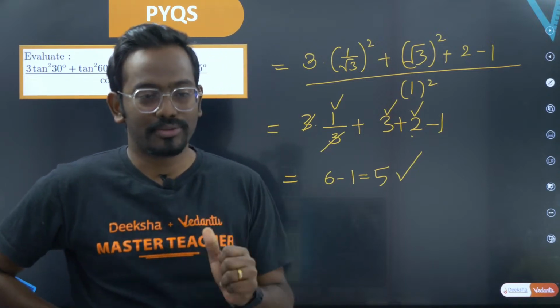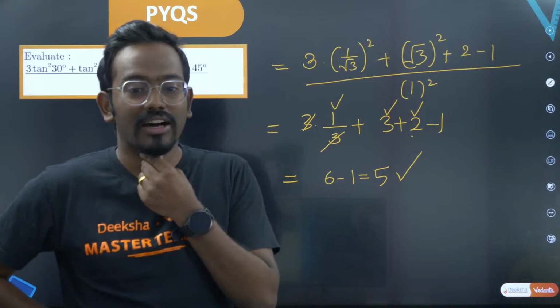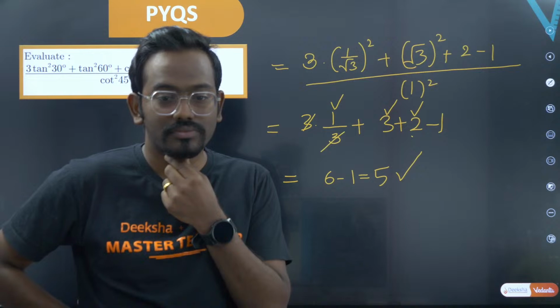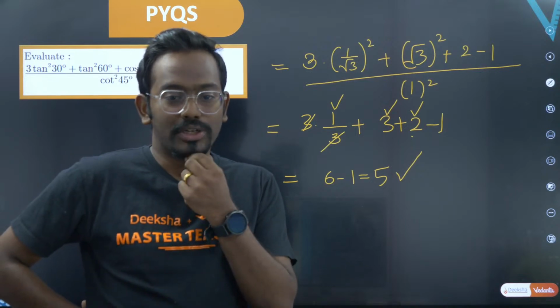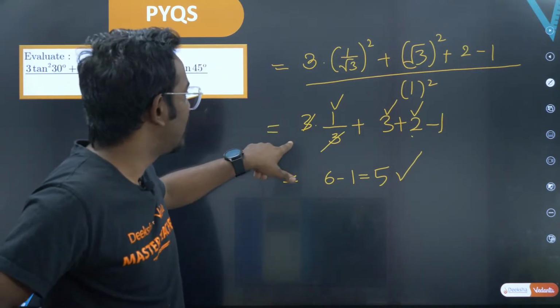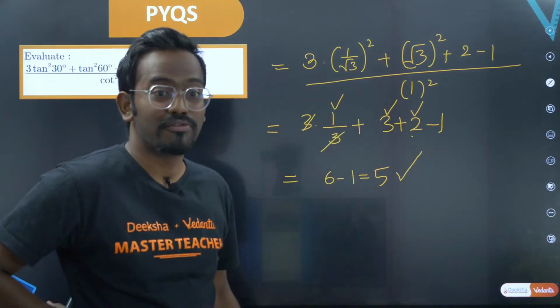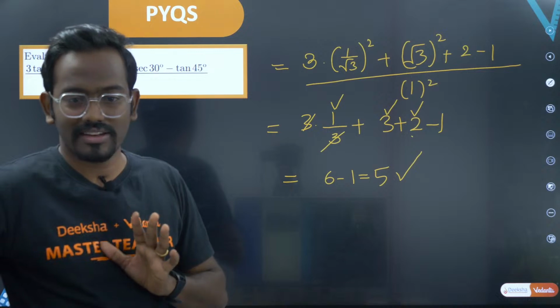I want everyone to carefully observe. See, Infinity 1 has given the answer to be 4. He might have missed this. He might have cancelled 3. He might have missed this. 3 plus 2 is 5, 5 minus 1 is 4. So hope you got your mistake, Infinity 1.